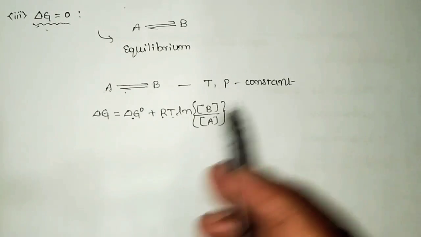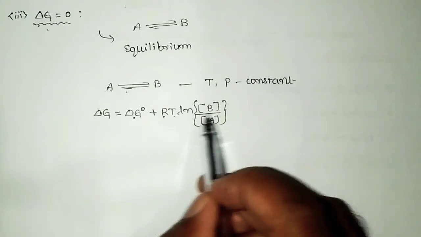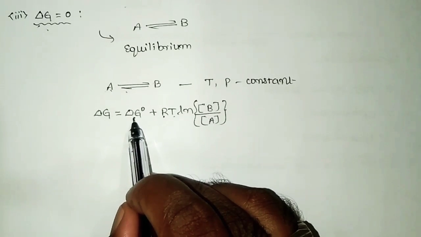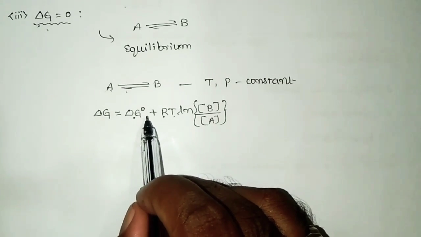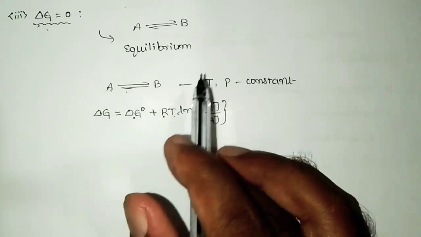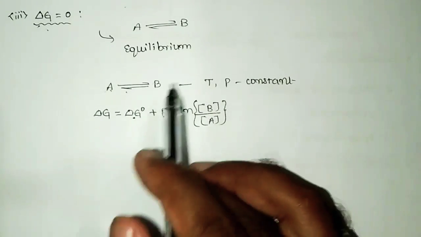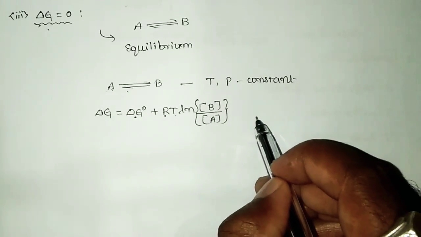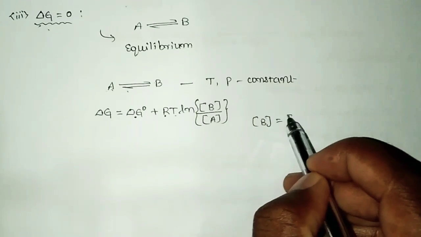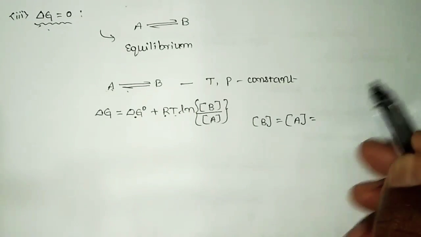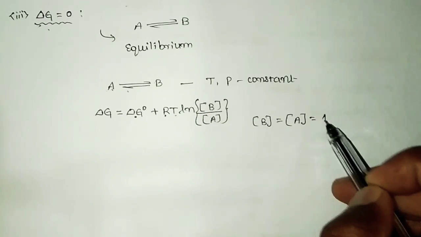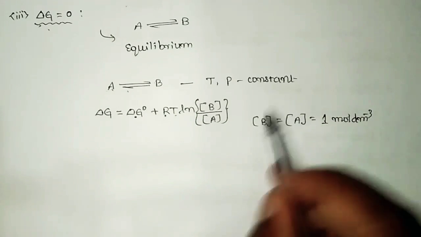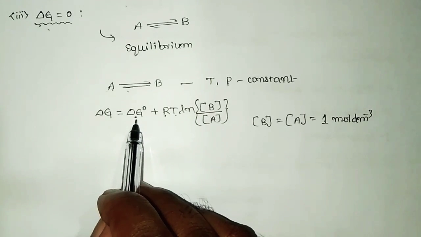And here delta G naught is the free energy change under standard conditions. So what are the standard conditions? Maintaining a temperature of 298 Kelvin and maintaining the concentration of all the constituents, that is concentration of product as well as concentration of reactant, at exactly 1 mole per dm cube. These are the conditions for the value of delta G naught.